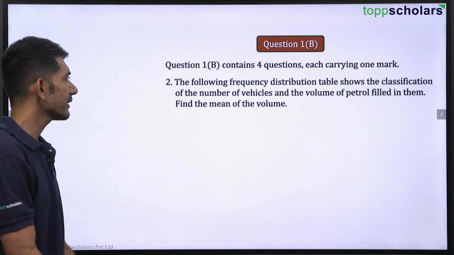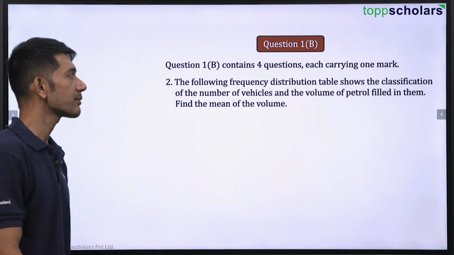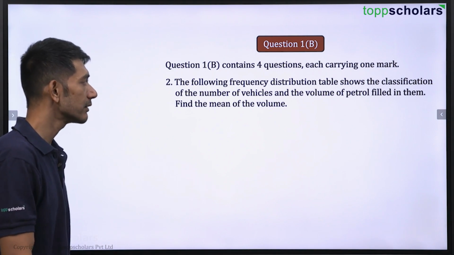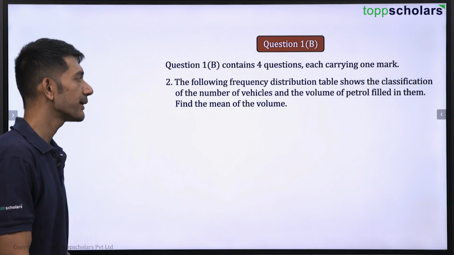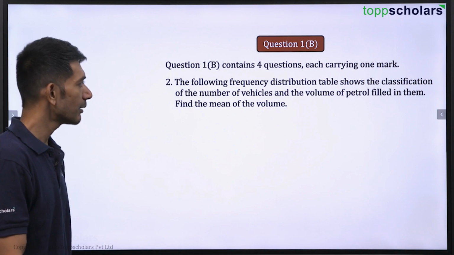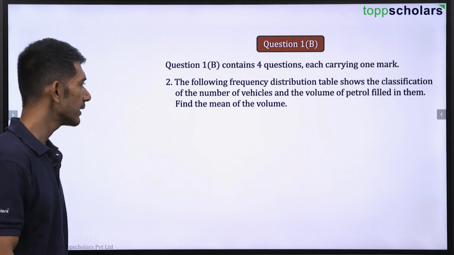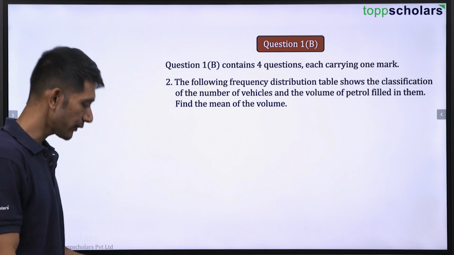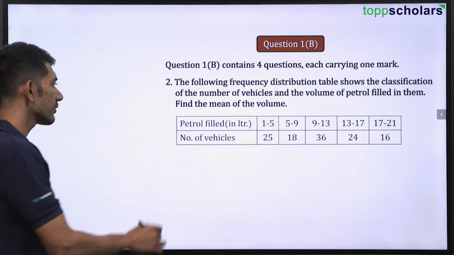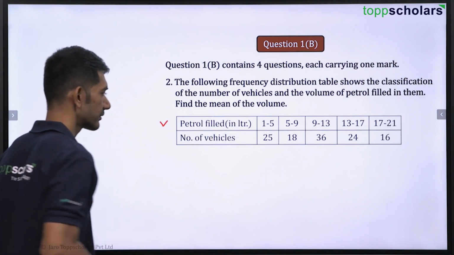So the second question says, the following frequency distribution table shows the classification of the number of vehicles and the volume of petrol filled in them. Find the mean of the volume. So we need to see the data, of course. So here's the data. This is the petrol filled in liters.